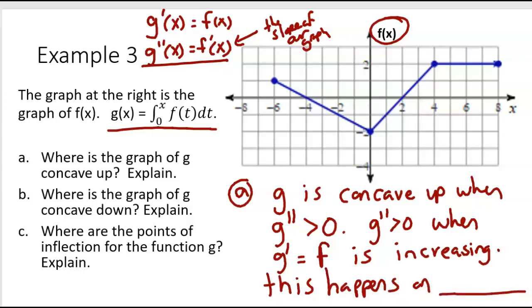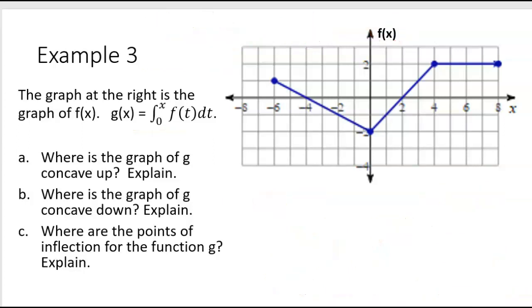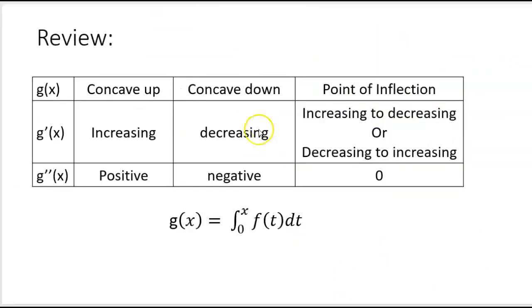Okay, so let's reread it again. Real quick, let's go back to our last slide to kind of help make sense of all this. G is concave up when g double prime is positive. G double prime is positive when g prime is increasing. And remember, g prime equals f. Okay? So keep that in mind. That's my explanation there.